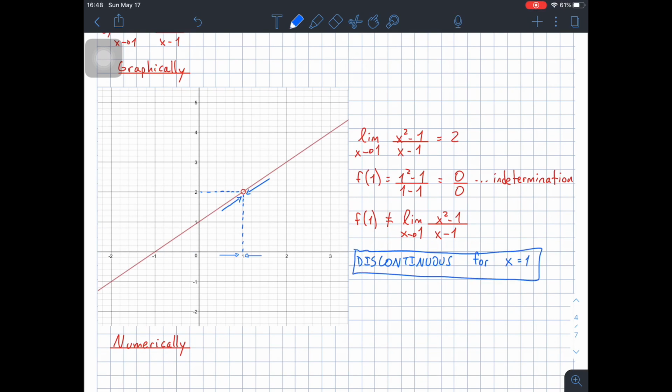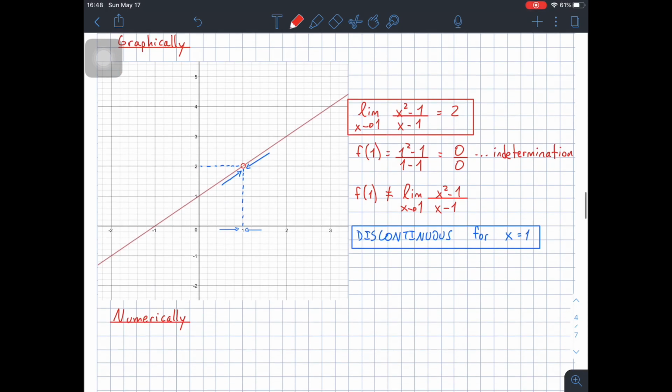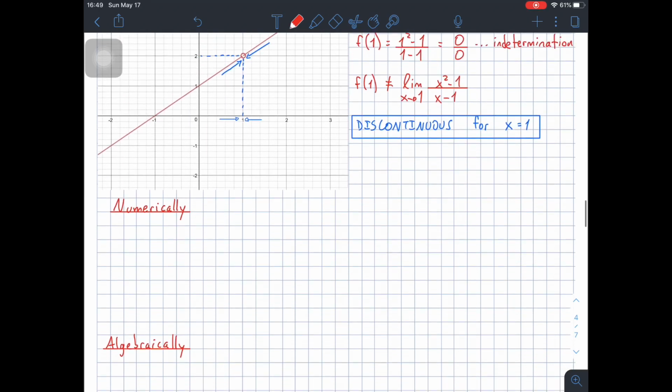So I hope this concept of limit is a little bit clearer now through this example. So we found the limit, which is 2, and we determined that the function is discontinuous for x equals 1. Okay, so that's for the graphical method. Now, if we go to the numerical method, if we determine the limit numerically, we're going to do exactly the same thing. We're going to build a table where I'm going to write x and y values, or f of x, however you want.